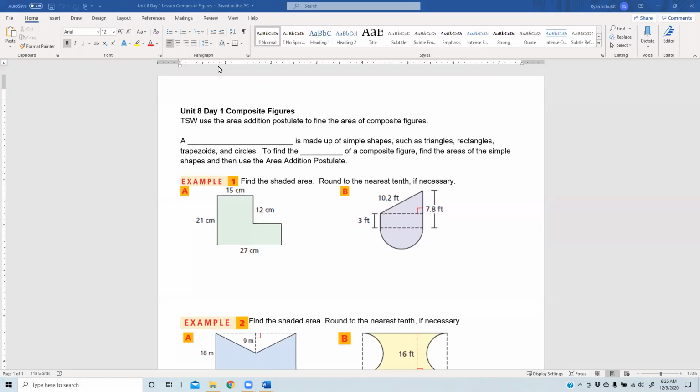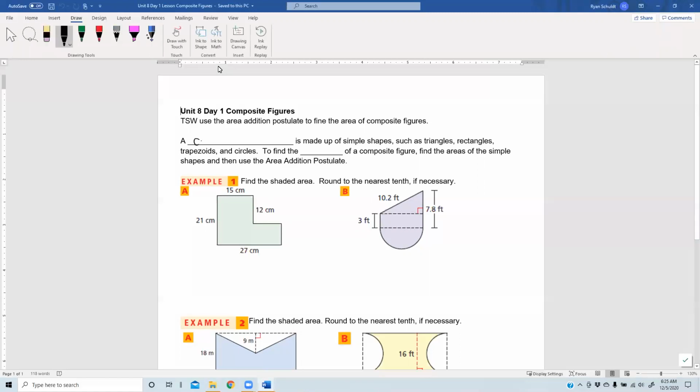So what's a composite figure? Well, a composite figure is made up of simple shapes such as triangles, rectangles, trapezoids, and circles. So the simple shapes we learned in the last unit. And to find the area of the composite figure, we find the areas of the simple shapes and then use the area addition postulate.